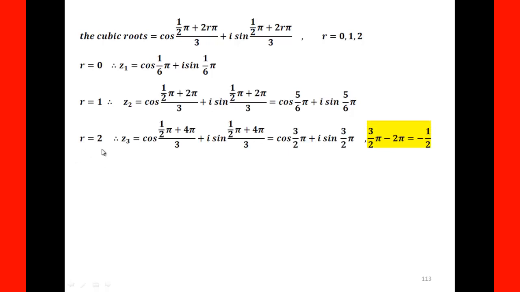When r equal 2, then z3 equals cosine half pi plus 4 pi over 3, substituting r equal 2 in the general form, plus I sine half pi plus 4 pi over 3. It equals cosine 3 over 2 pi plus I sine 3 over 2 pi. But this is not included in the interval negative pi to pi, so we have to subtract 2 pi.